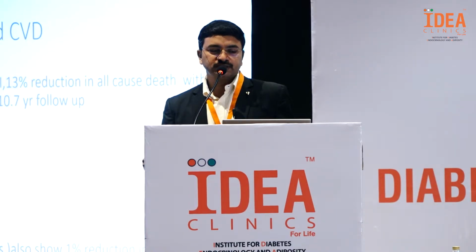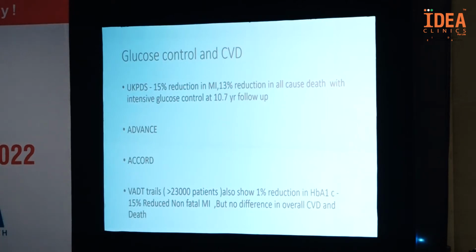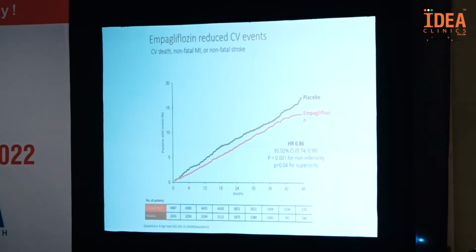But afterwards, there were randomized studies, that is the ADVANCE, ACCORD and VADT trials. They studied more than 23,000 patients, and the effect of reduction of HbA1c on cardiovascular mortality. In these studies, with a 1% reduction in HbA1c, there is a 15% reduction in non-fatal MI, but all-cause mortality or overall cardiovascular death is not significantly different between the control and treatment arms.